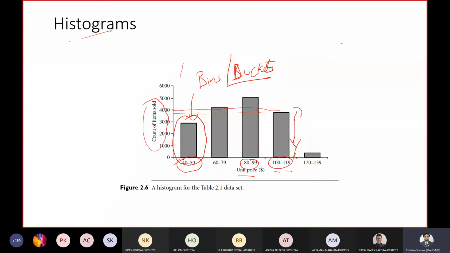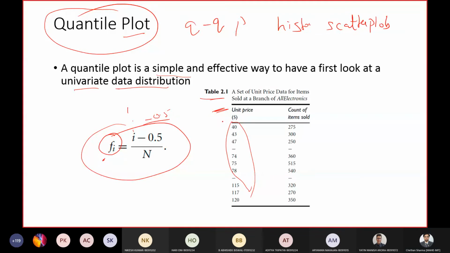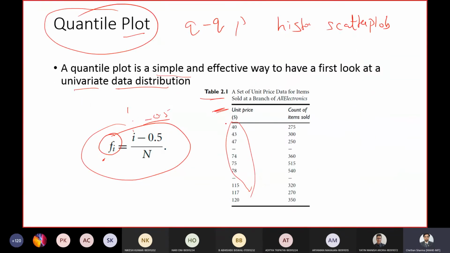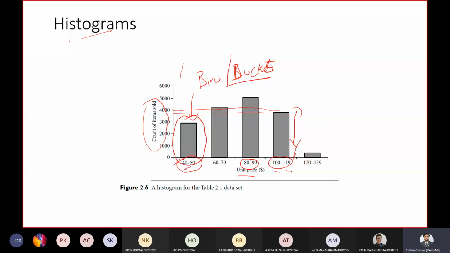You will be given a data set. If you consider the same data set, this particular histogram was plotted. Okay, so 40 to 59. You have to first decide what is the width of each bucket or each bin. Maybe based on the data distribution, here they have considered approx 20, 40 to 59. The size of each bin is 20 as far as this particular figure is concerned.